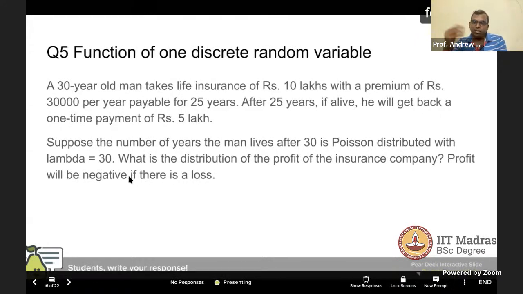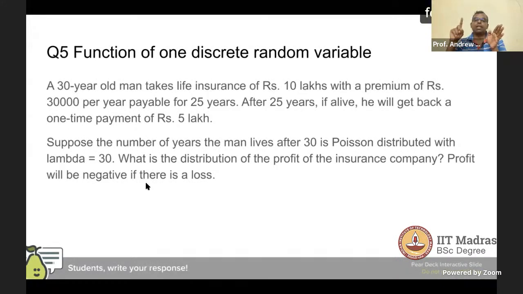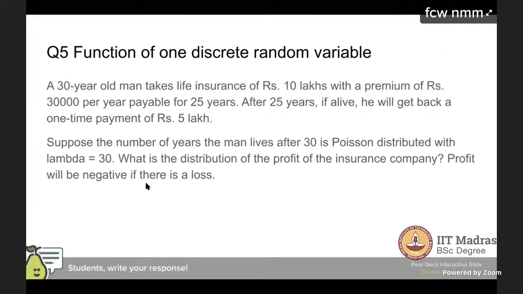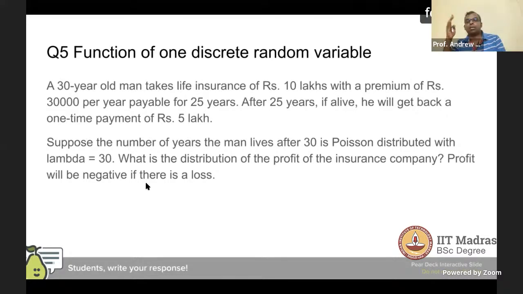Profit can be negative if there is a loss. But what would be the distribution of profit for the insurance company? Notice here, there is an underlying distribution, which is the Poisson distribution for the number of years the man is going to live. Let's say capital X is the number of years the man will live. That's your random variable. What is the distribution of that random variable? Number of years that the person lives after 30, it's Poisson with lambda equals 30. You know the Poisson distribution, right? e power minus lambda, lambda power k by k factorial. So there is a PMF for this distribution.